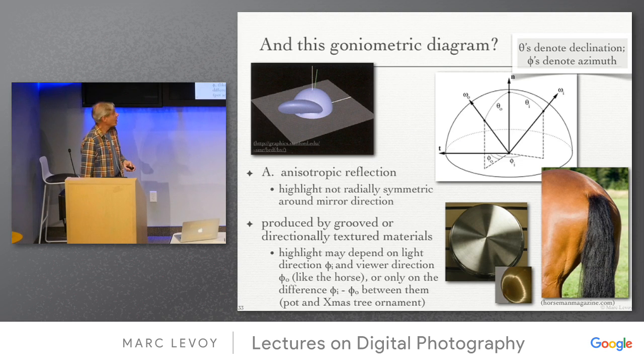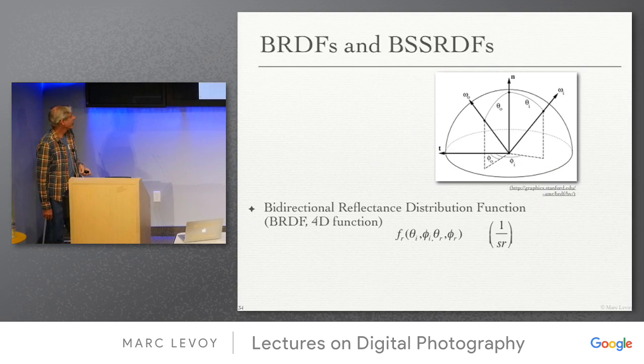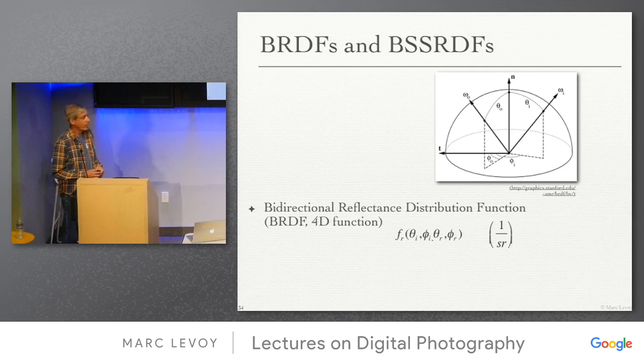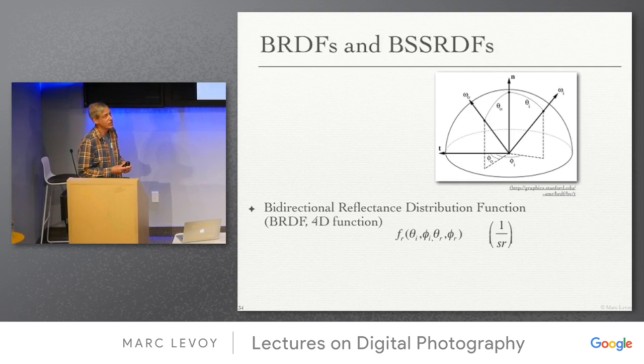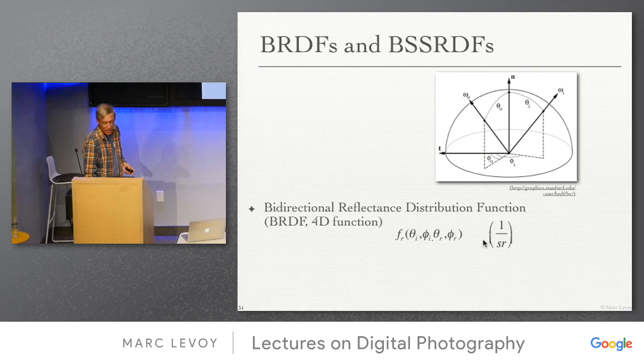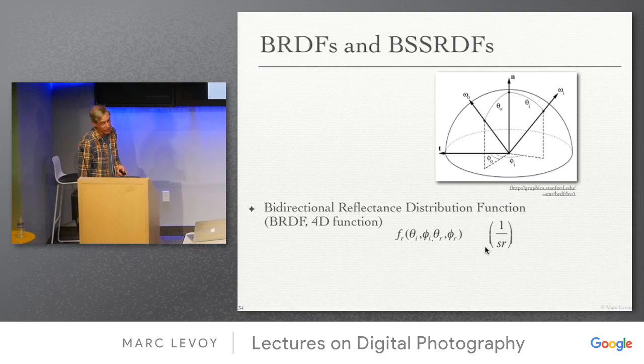Okay. We can also talk about the bidirectional reflectance distribution function. So the function of the incoming declination and azimuthal angle and the outgoing declination and azimuthal angle. Has the units 1 over steradian, never mind that. We can add more variables to that if we'd like. Talk about more complex surfaces.